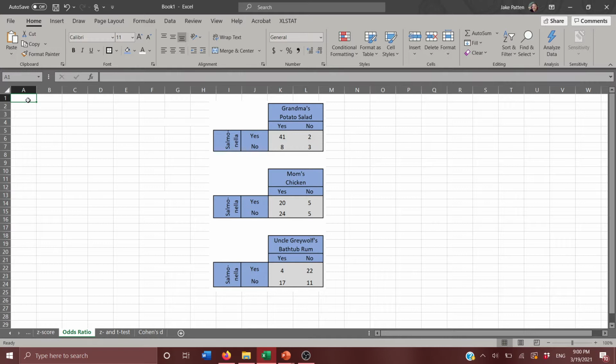Anyway, we've got these three different things at this picnic. Everybody was eating and drinking different things, and some people got salmonella. They got very, very sick, and we have to figure out whose contribution was the worst here.